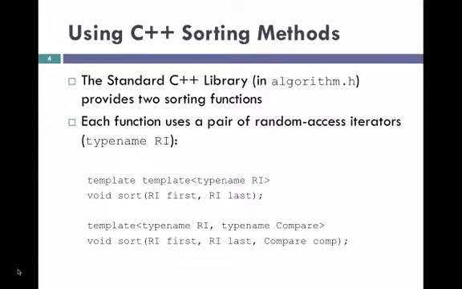So the standard C++ library has two sorting functions, and each function uses a pair of random access iterators. And here are the C++ template function declarations for a sort function that takes a first and last random iterator, and another one that takes a first and last, and a comparison function.